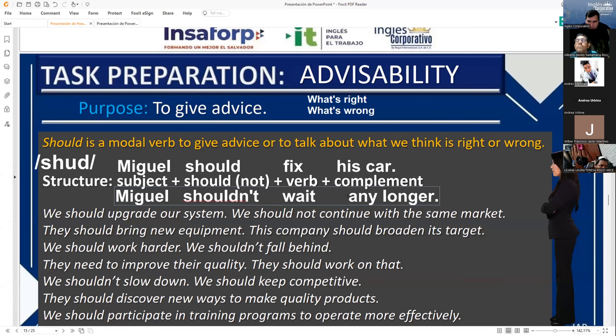Check over here. We have Miguel shouldn't wait any longer. Miguel should fix his car. When? Miguel should fix his car now. Miguel shouldn't wait any longer. Teacher, how do you pronounce it? Shouldn't. Shouldn't.